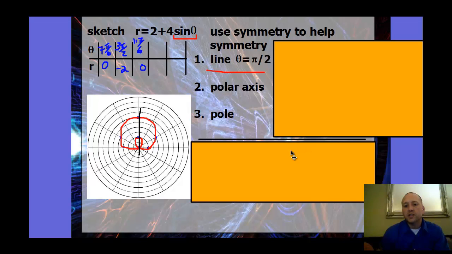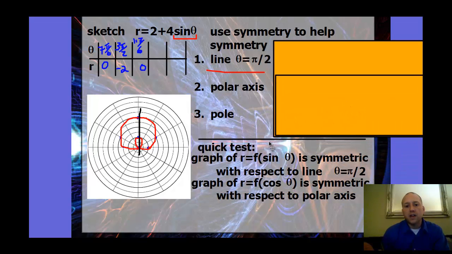And so there's a quick way to see some of them. If I know I have a function dealing with sine, so r equals f of sine theta, so sine theta is part of the polar graph, the main function, then I know it's going to be symmetric with respect to the theta equals pi halves line. And then if I'm dealing with cosine, I know it's going to be symmetric with the polar axis. So those are quick ways to see what symmetry I'll be dealing with before I even start the problem.